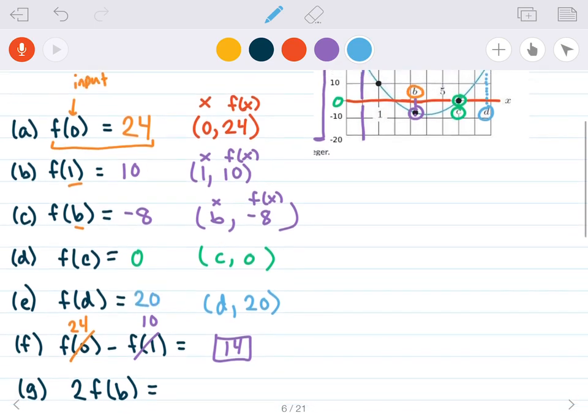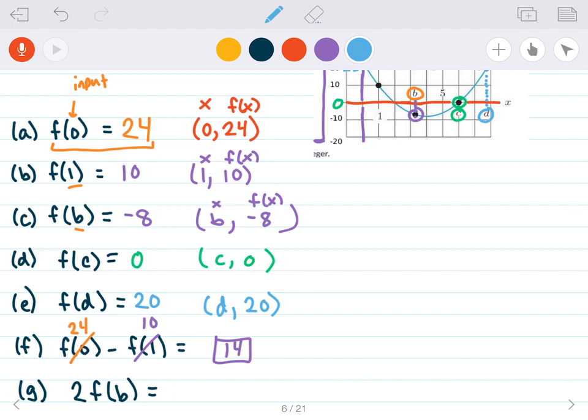All right. And part G says, what is 2 times f of b? Well, f of b we found in part C to be, no, negative 8. So we just replace f of b with negative 8. So 2 times negative 8 is going to give us negative 16, and that's our answer here.